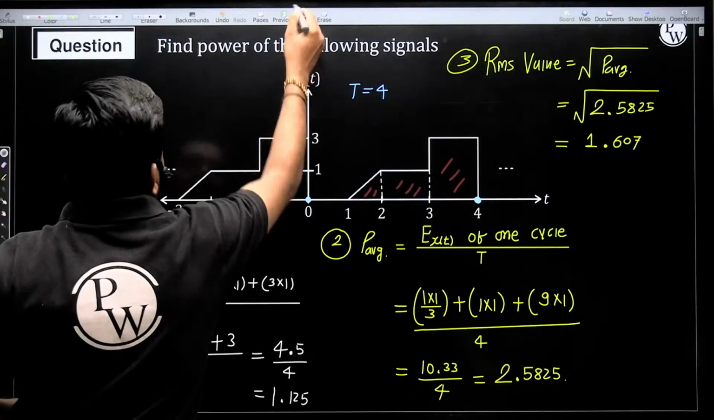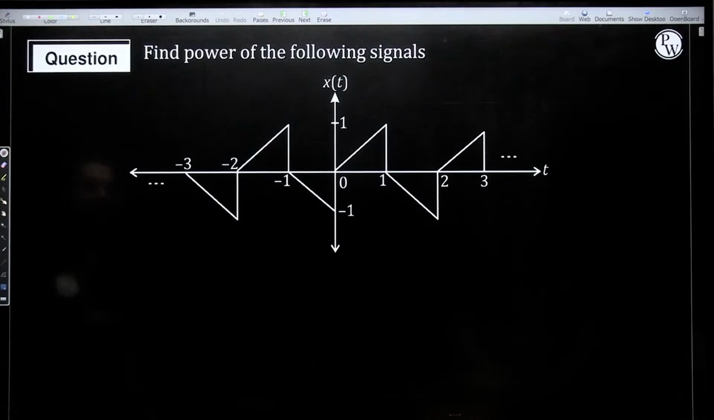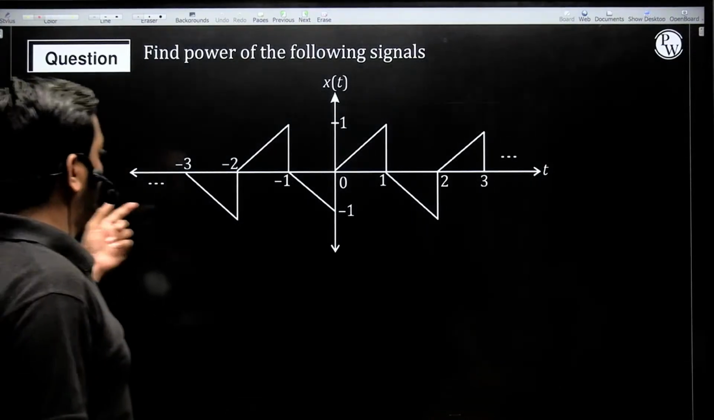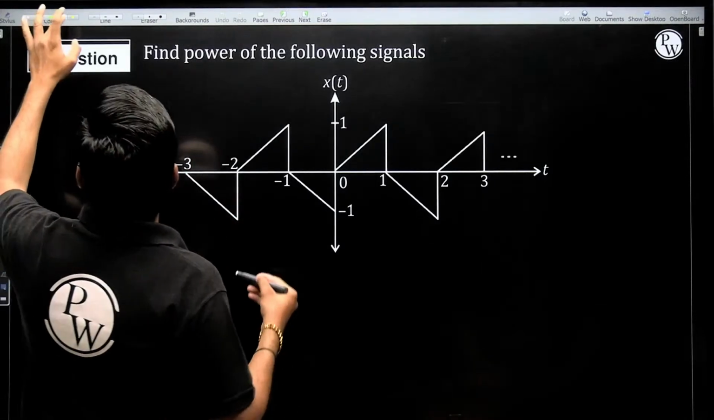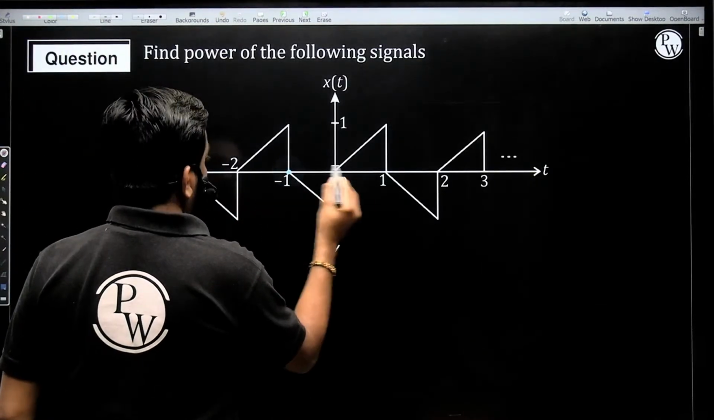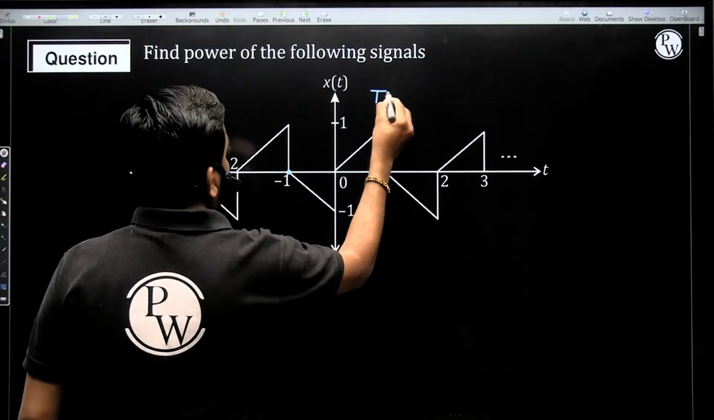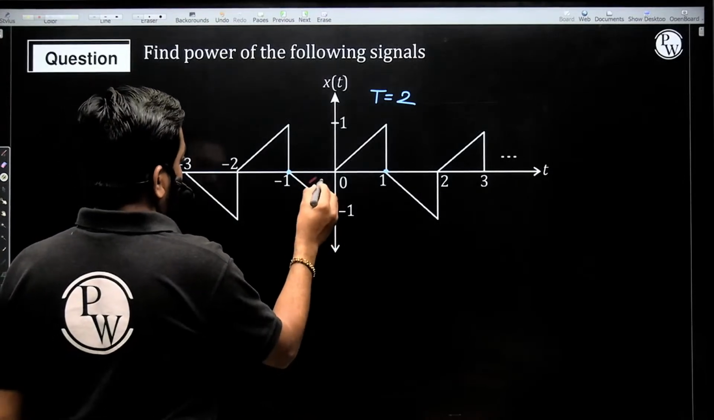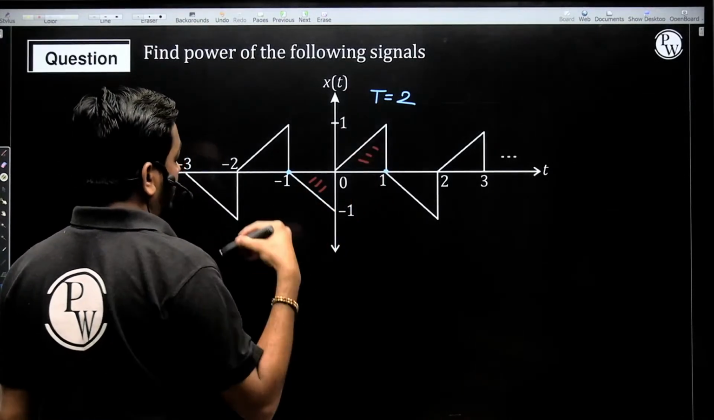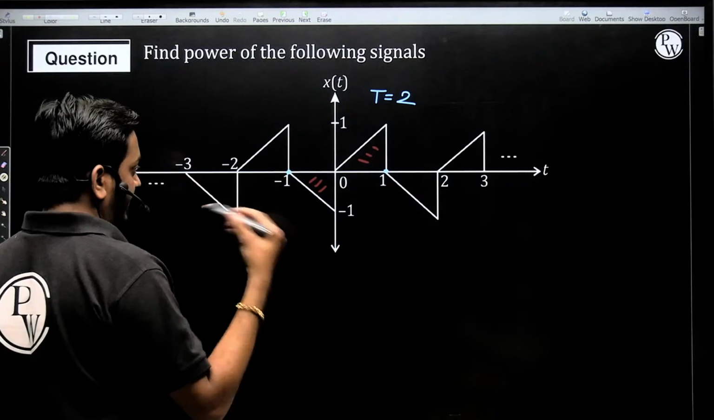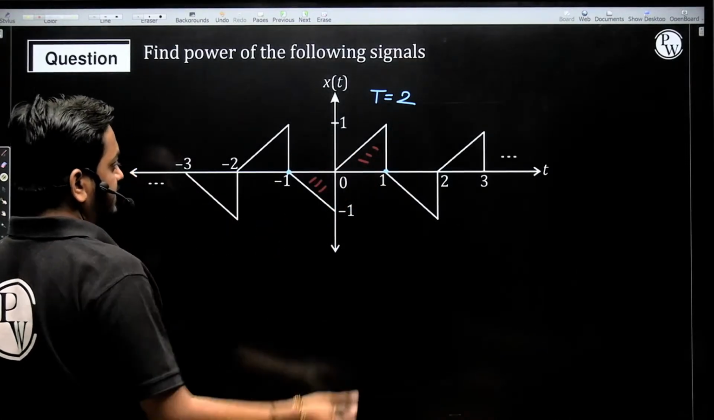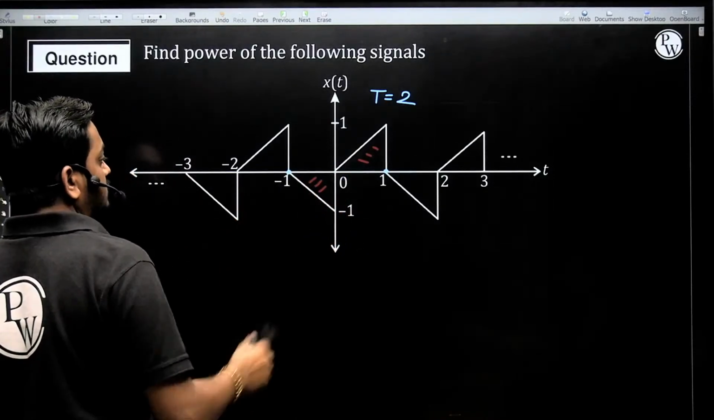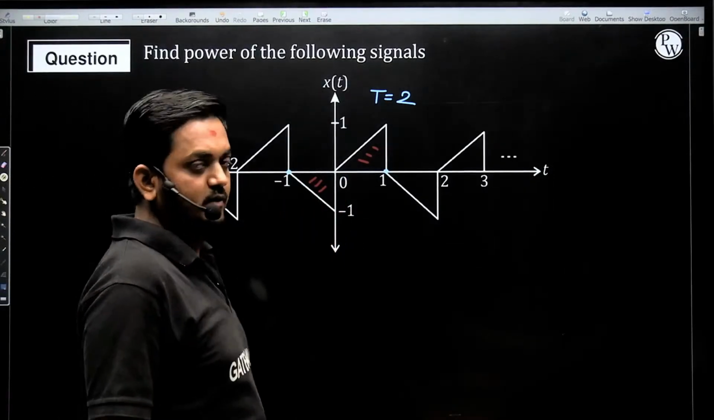Okay, so let us take the next question. If it is clear, then now find the average power. Okay, again you can see here the fundamental time period. See the fundamental time period. You can say -1 to 1. So the fundamental time period is 2 seconds. What is the total energy? So the area of the positive half cycle is equal to the area of the negative half cycle. Here height 1, width 1, height 1, width 1. So the total area is 0, average value 0, mean value 0, DC value 0.